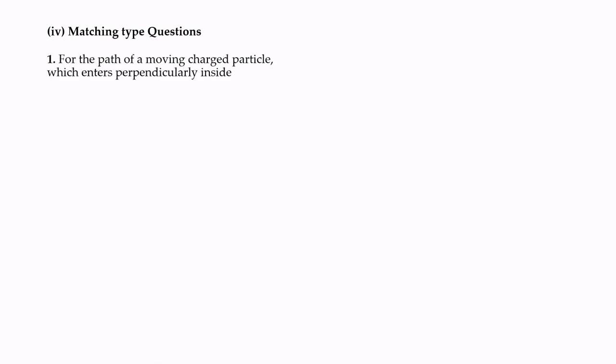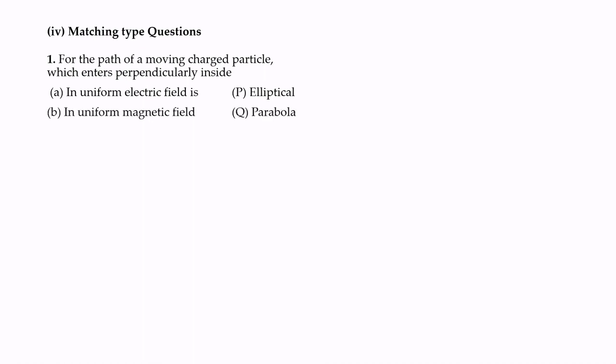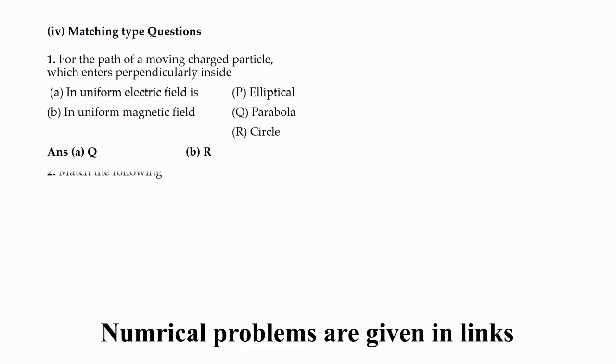Matching type questions. For the path of a moving charged particle which enters perpendicularly inside a uniform electric field or a uniform magnetic field: when a charged particle enters a uniform electric field, the path is a parabola, and when it enters a uniform magnetic field, it is a circle.